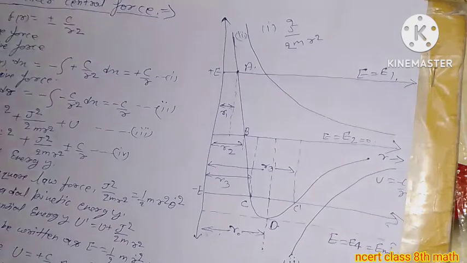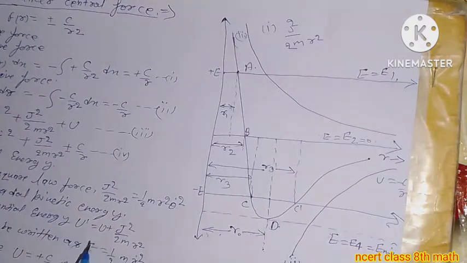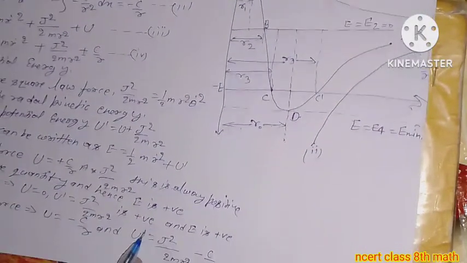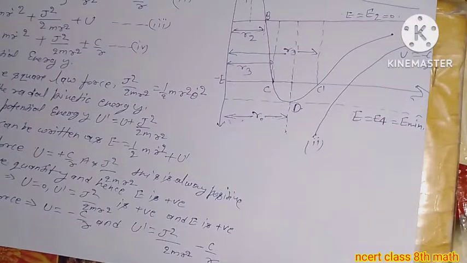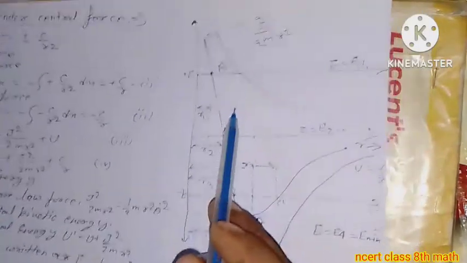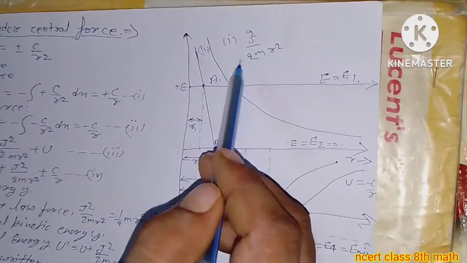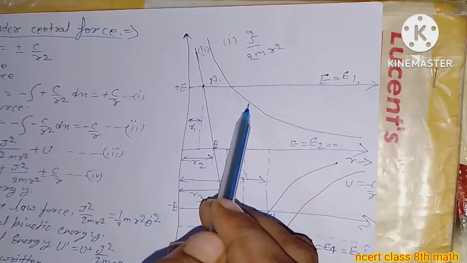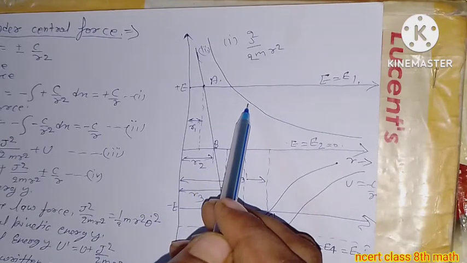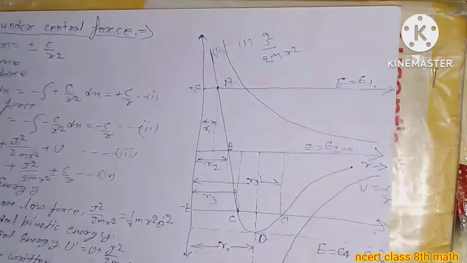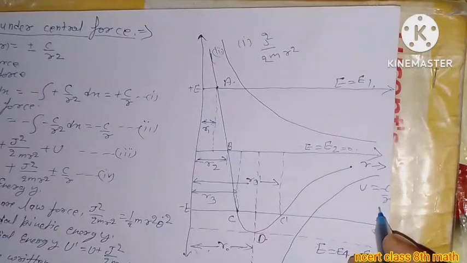minimum. Then the variation of J square upon 2mr square equal to minus with R is shown in the figure 2.3, first point. This is the first curve, J square upon 2mr square, and the variation of minus C upon R with R is shown in the second curve. This is the minus C upon R curve.